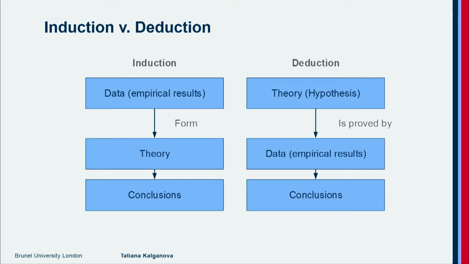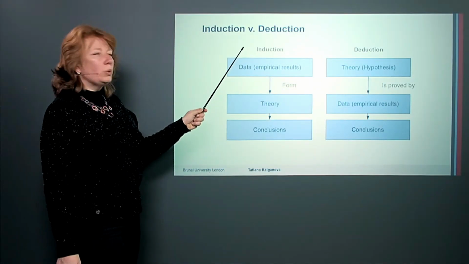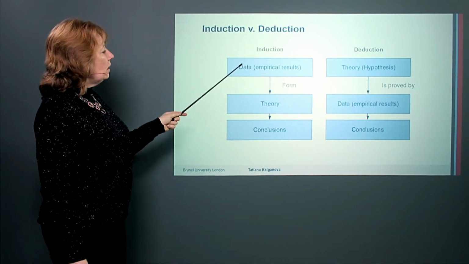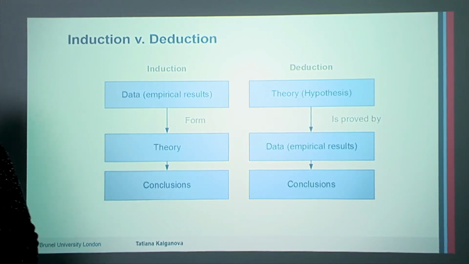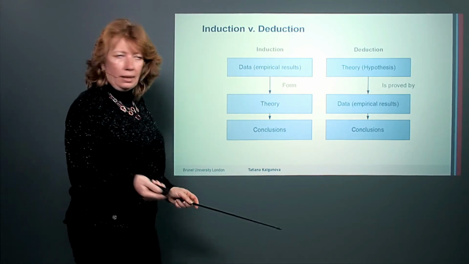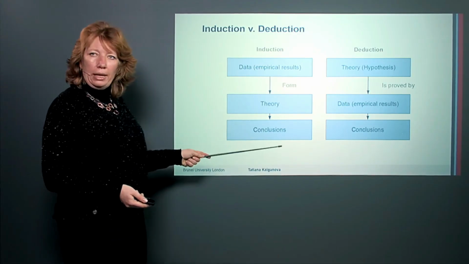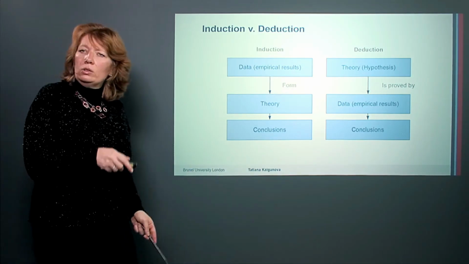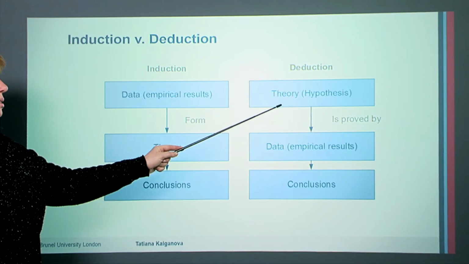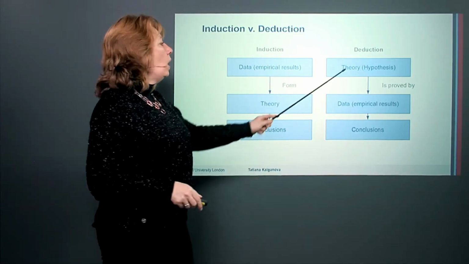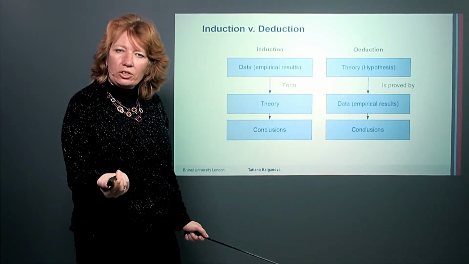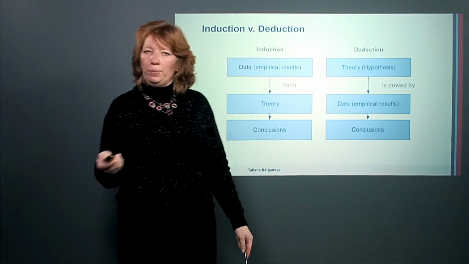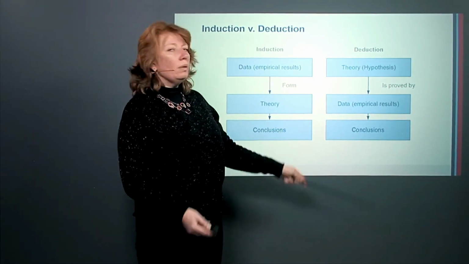Let's try to visualize this process. Try to understand what the differences are. When we start our research process in terms of induction, we start with data collection, our empirical results first. We start to analyze them, and based on our data, empirical results, we get to the theory, which will lead to some conclusions. In contrast, in deduction, we start with existing theory, formulate a new theory, or our new hypothesis, and this theory or hypothesis which we generated will be proved by the data and empirical results, which will lead to some conclusions.